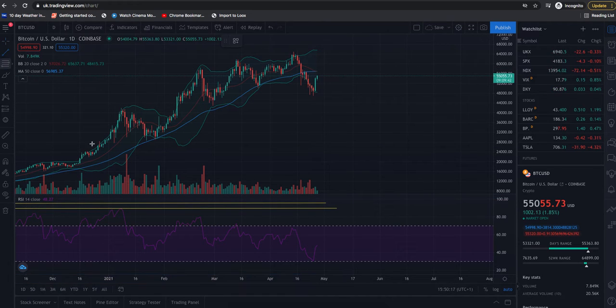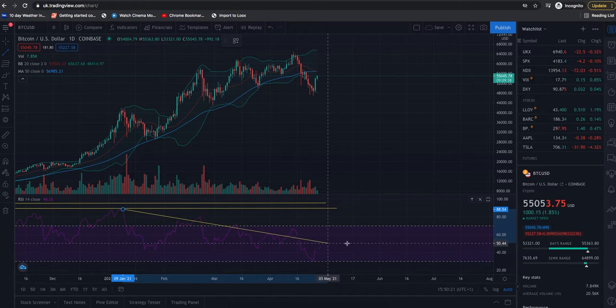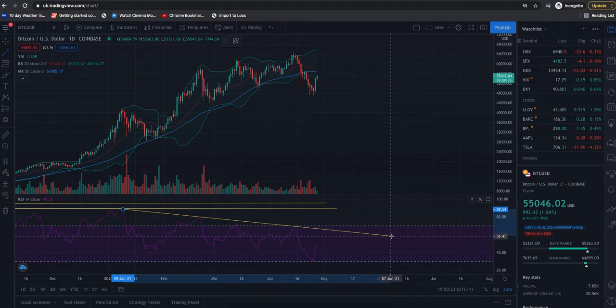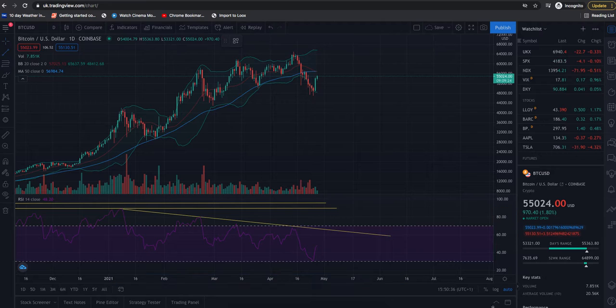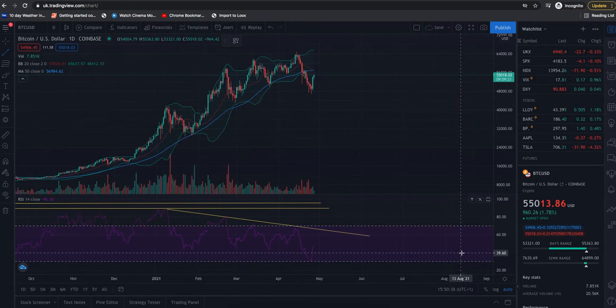You can also, to signify that it's going downwards, click on the top of these peaks here. That means that it's respecting these peaks. Every time it hits these peaks, every time it hits this line, it's going down. So that's another good indicator that it's respecting this channel. You can also do the same for the bottom.